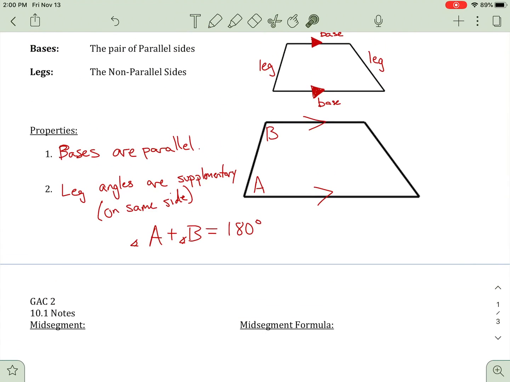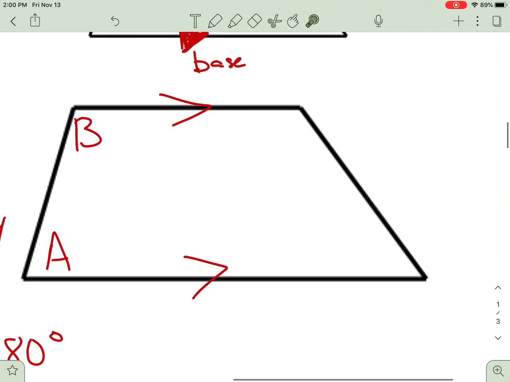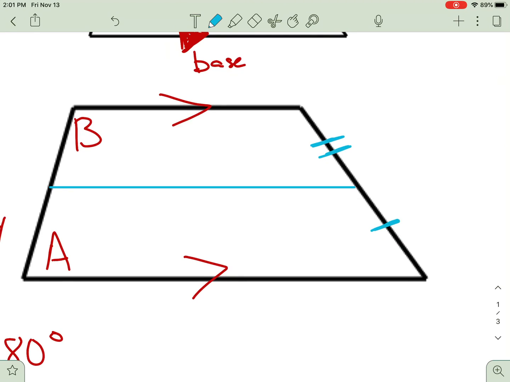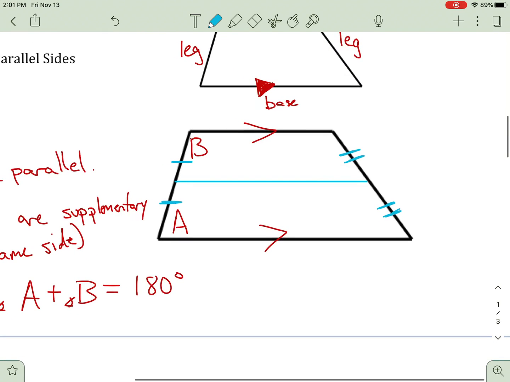There's another thing you need to know about trapezoids, and that's that they have a mid-segment. And this mid-segment is a line right down the middle of the trapezoid. We call it the mid-segment because it's a segment in the middle. So what it does is it cuts this in half, so these are equivalent to each other.